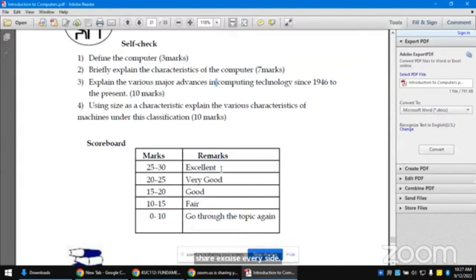If you can answer all these, and you can see I've given the marks, then excellent. If you can hardly answer one of these questions, then you go back through this topic again. Go back through the topic.